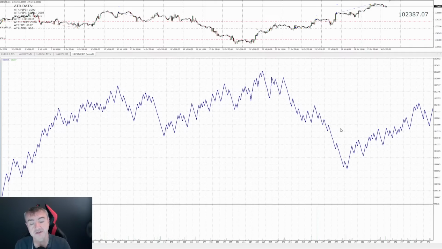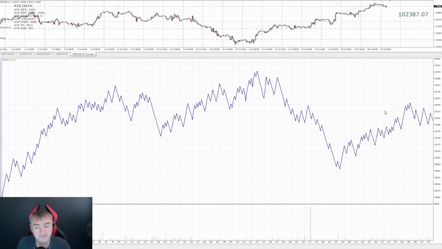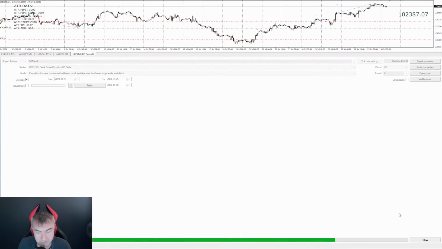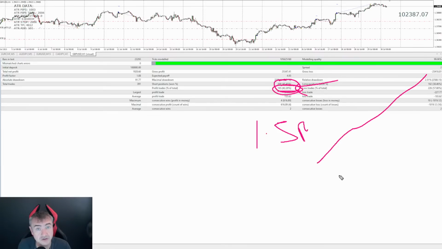Again, I'm just testing one time frame, but it's definitely got a profitable edge. Let me just stop this and show you the edge. So the strike rate is 42.2%. The reward is 1.5R. So that strike rate is enough to support an edge.